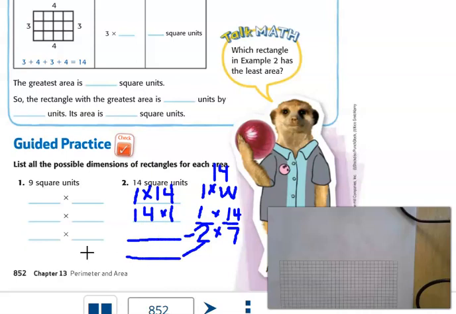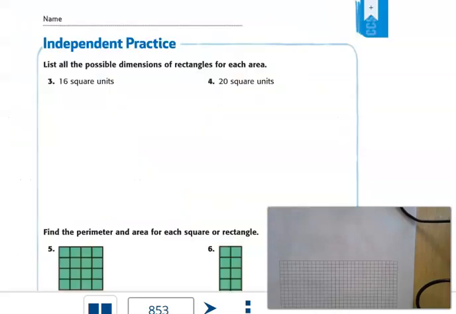One is going to be that, and the other is going to be the commutative property. And you can use that information to do number 1 as well. Okay, so 3 and 4 are asking the same things as 1 and 2 did.